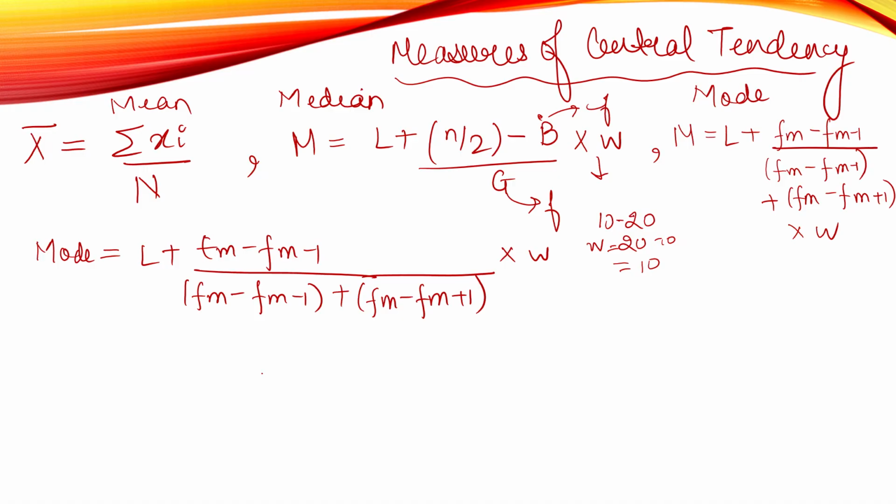How many values are there in between the interval is basically your W. So I'll write median in an easy way so that you all remember the formula: n by 2 minus Cf upon F into H.